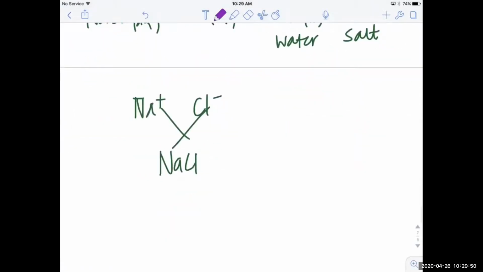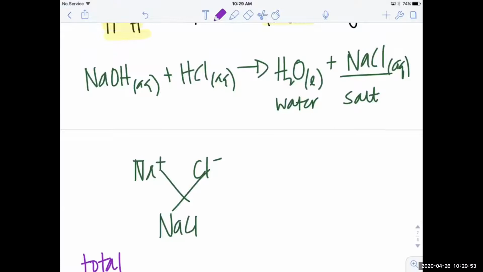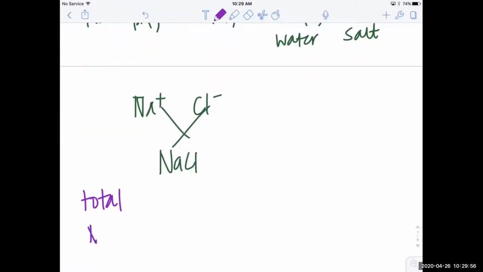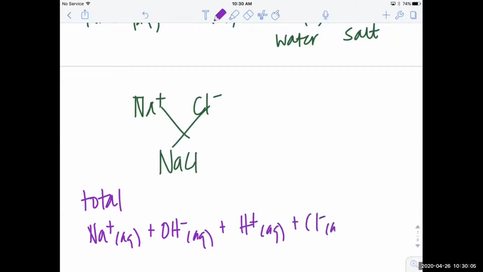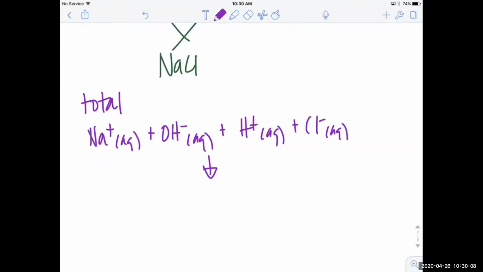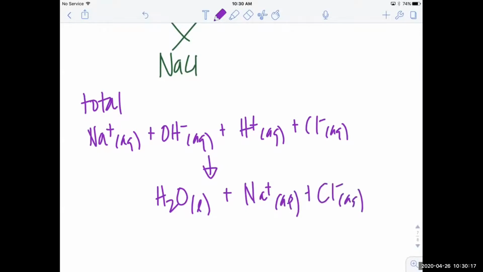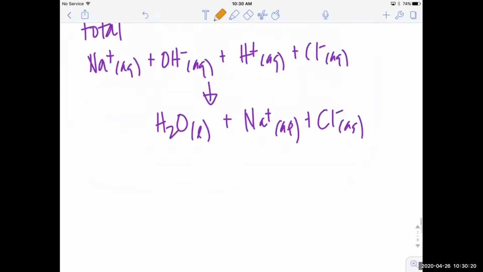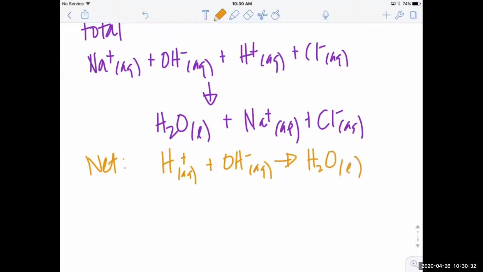So for the total ionic, and to make sure it's balanced, it's 1 to 1 everywhere. So this is just going to be Na plus aqueous plus OH minus aqueous plus H plus aqueous plus Cl minus aqueous goes to H2O liquid plus Na plus aqueous plus Cl minus aqueous. And then if we're going to write the net from the total, this is just going to be H plus aqueous plus OH minus aqueous gives you H2O liquid.